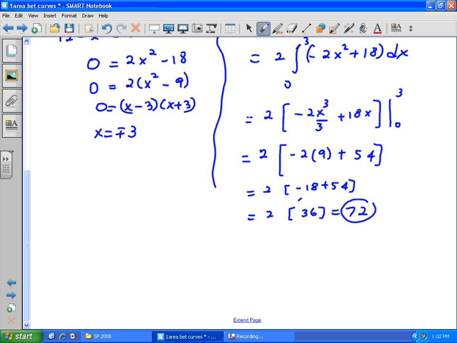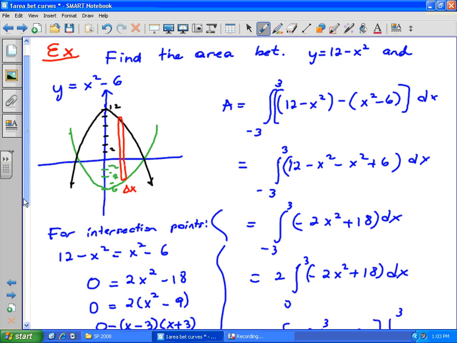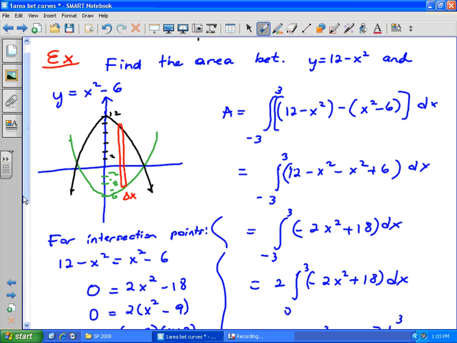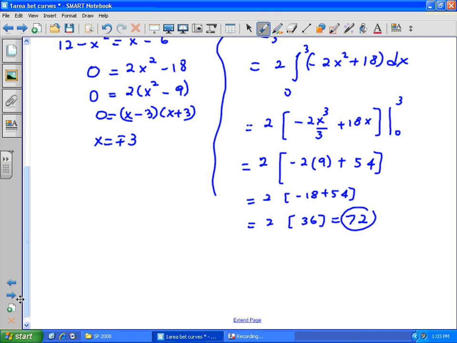Again, even if you did not do that little trick that I did with 2 times the integral from 0 to 3, even if you went from -3 to 3, you should, of course, obtain the same final answer. Correct. Sure, that would be fine.